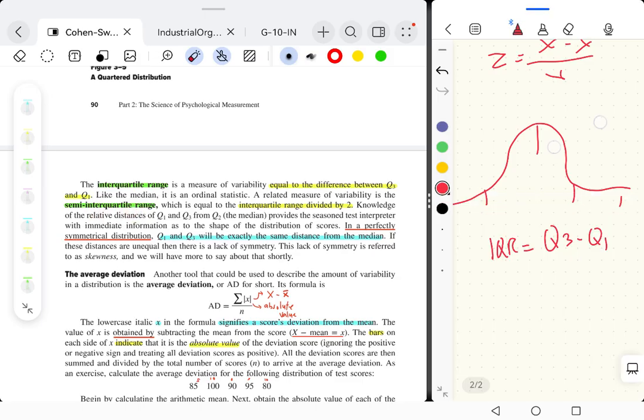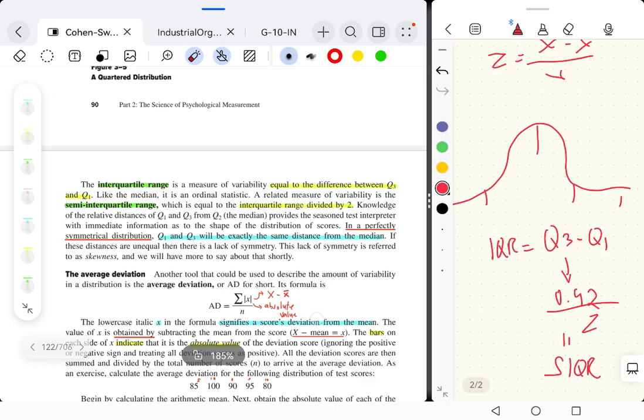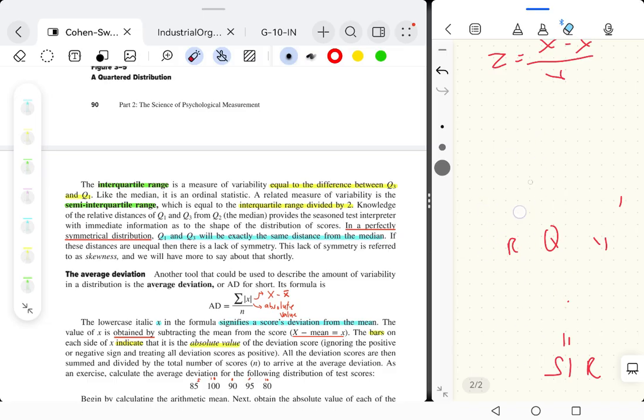Now, for semi-interquartile range, this gets easier. Once you get the interquartile range, let's say 0.92, all you have to do is divide it by 2. And that is your semi-interquartile range. That's pretty much it. Very easy, right? Now, let me just erase this.